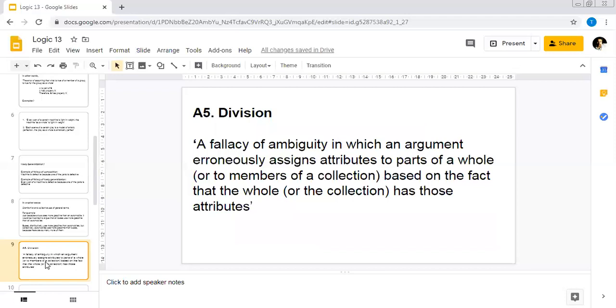Yes, so the last one that we have is A5, which is division. And what is that? It's a fallacy of ambiguity in which an argument erroneously assigns attributes to parts of a whole or to members of a collection based on the fact that the whole or the collection has those attributes. So now basically it's just the inverse of composition. In that one we were going from parts to whole, in this we will go from whole to parts, right?